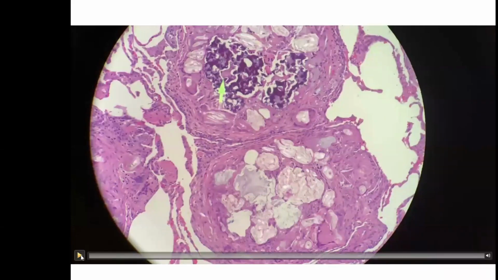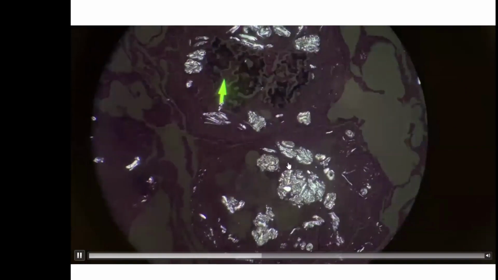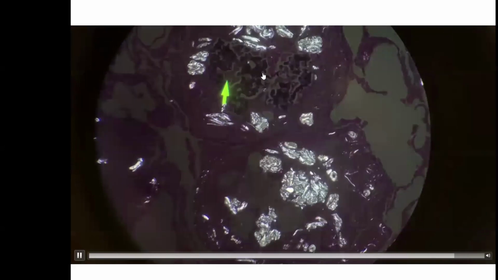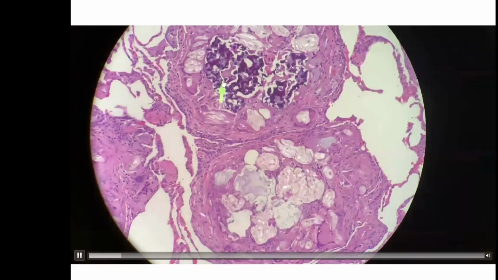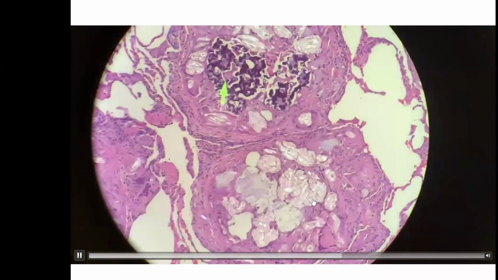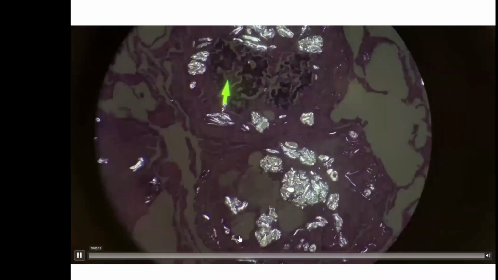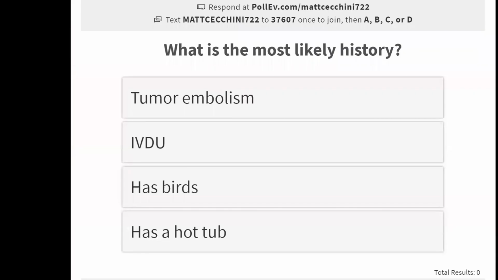And then in one of these cases, it would be very important to polarize it. So if we polarize this, you see that some of it is quite birefringent when we polarize it. Some of it is not. And so if you look at the yellow arrow here, you can see this more purple appearing material does not polarize. Whereas this more colorless material, when we actually polarize it, is quite birefringent here. It really shines. Okay, so what do you think this patient has a history of?